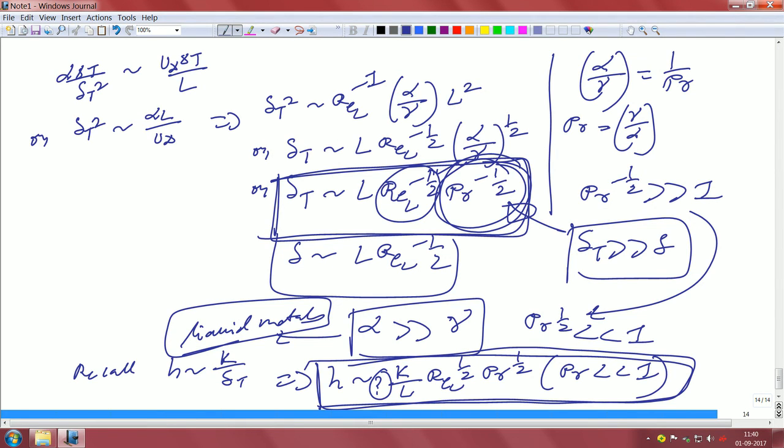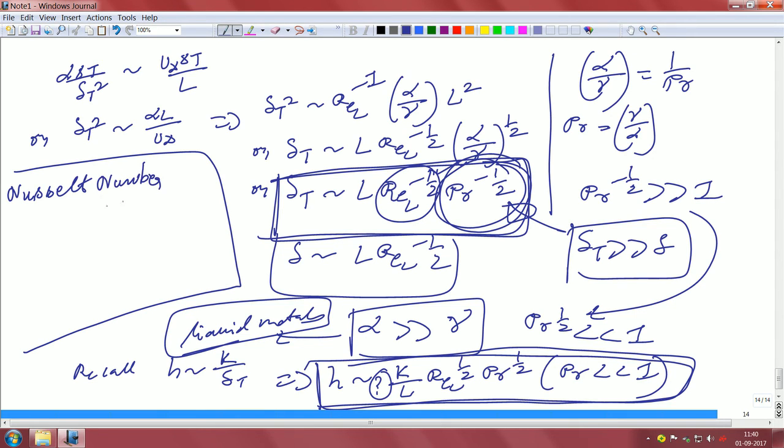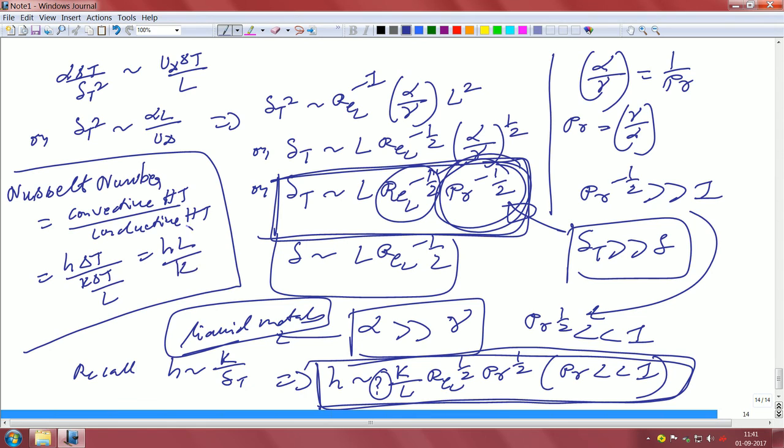Similarly, before we go to the other case, let us define something called Nusselt number. Nusselt number, as you may be familiar with, is nothing but the convective heat transfer divided by the conductive heat transfer. Do not confuse it with the Biot number. It is basically H into delta T divided by K into delta T by L, which is nothing but H L by K.